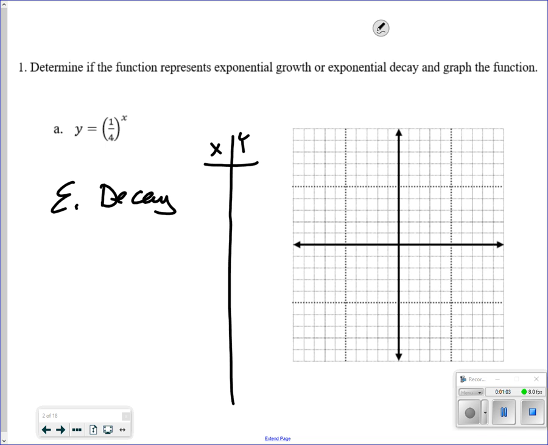You can do numbers like -1 for x, you would get 4. 0 for x, you would get 1. 1 for x, you'd get 1/4 or 0.25. So using a little color here, -1, 4, 1, a fourth. So again, it does not cross the x-axis. That is the asymptote. So it's going to continue to get closer and closer and closer, but it will not cross. So please be careful on your graphs so that you make sure that it doesn't cross the x-axis.